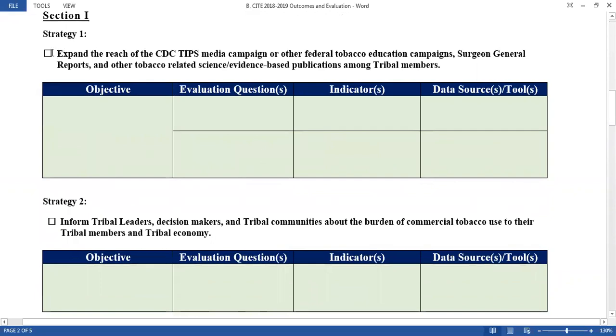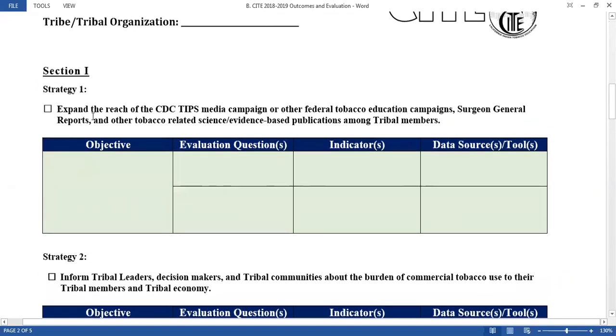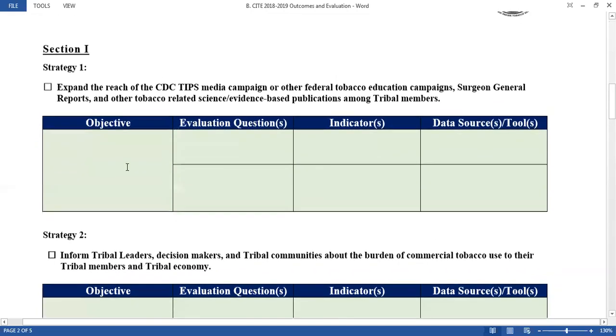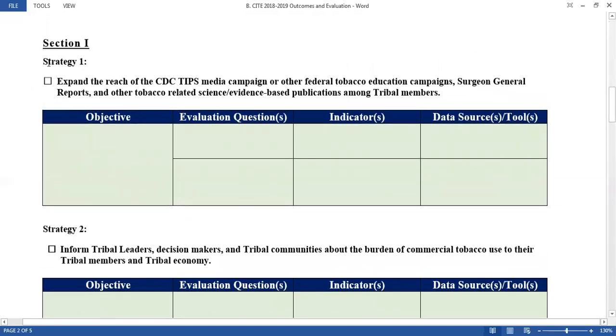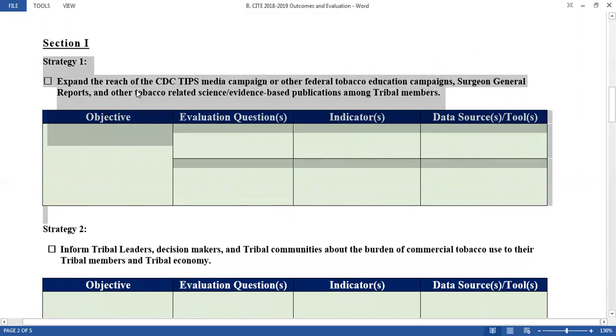There are 4 strategies that you can select from your work plan, and we went over that in the work plan piece. Depending on which one of those 4 or which couple of those 4 you selected, you will write the objective associated with that strategy. So for example, if I decided to do a media campaign for my CITE work plan or my project proposal, I would select this as my selected strategy, and then I would insert the objective in my work plan associated with that strategy. And then just like in the ACORNS one, you would select evaluation questions, indicators, and data sources. If I only selected strategy 1, you only need to fill out this section for strategy 1.